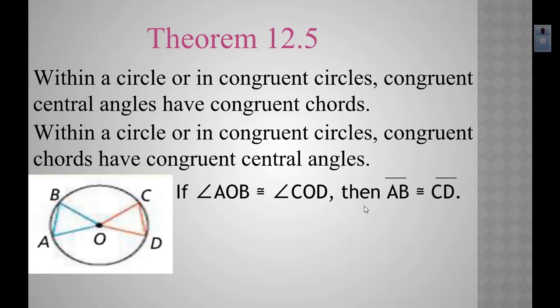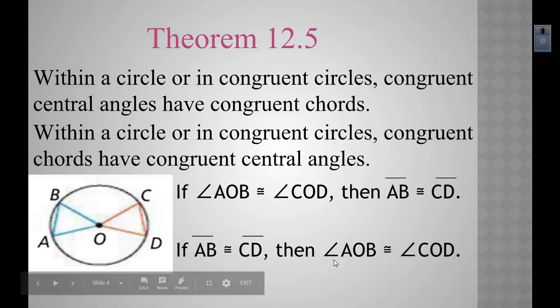And once again, if we reverse it, we can say that congruent chords have congruent central angles. So if chord AB is congruent to chord CD, then angle AOB is congruent to angle COD. And this is just another way of writing this central angle.